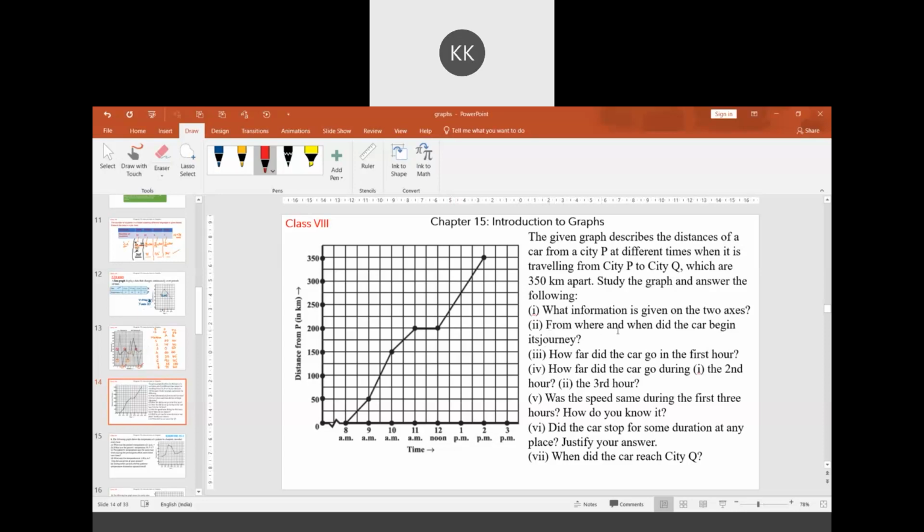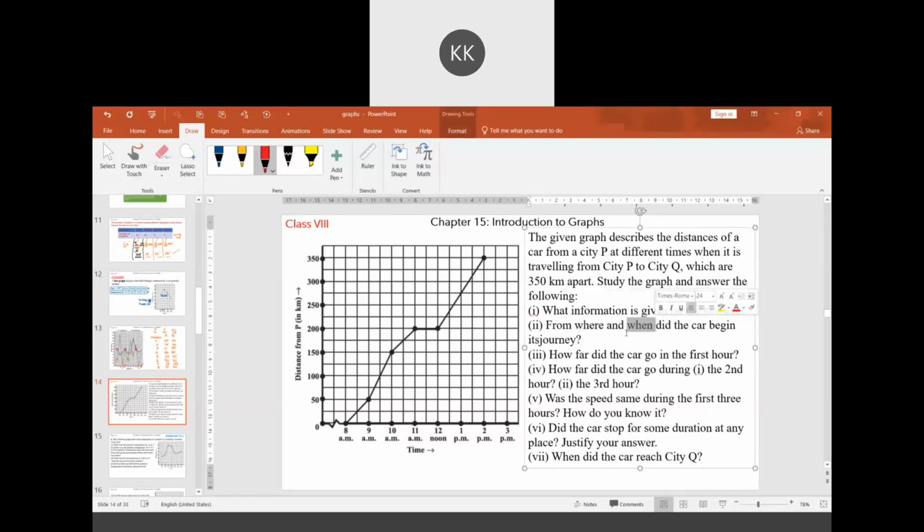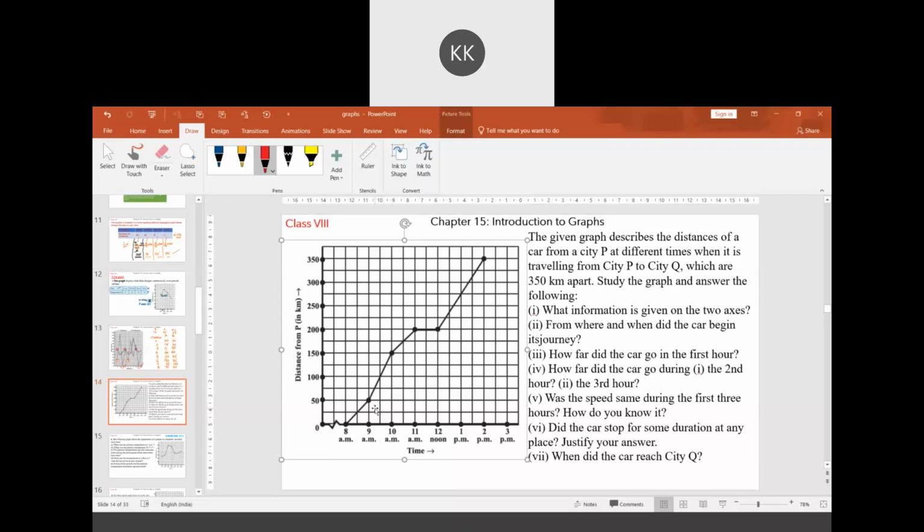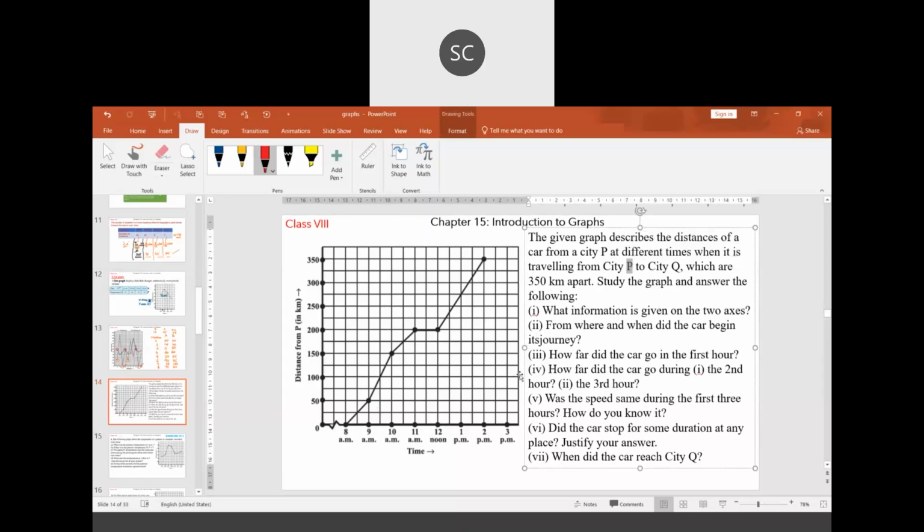From where and when did the car begin its journey? From 8 a.m. to 2 p.m. That is the complete journey you are telling. From where and when? For when, it means at 8 a.m. From where? From city P. We have to mention this. Okay, from city P at 8 a.m. the car began its journey.